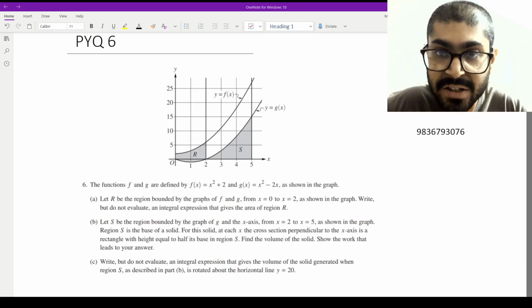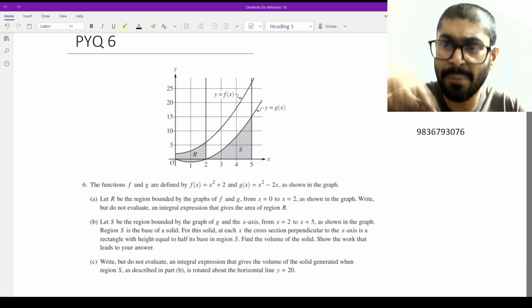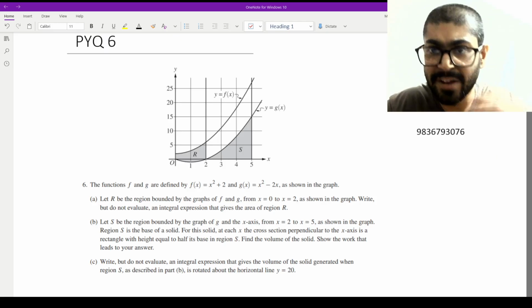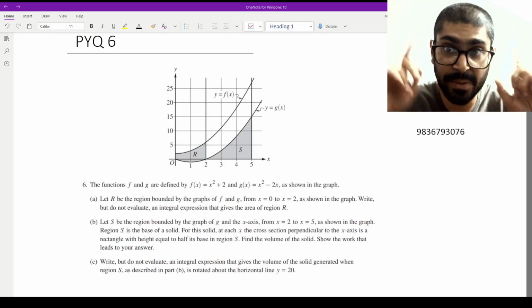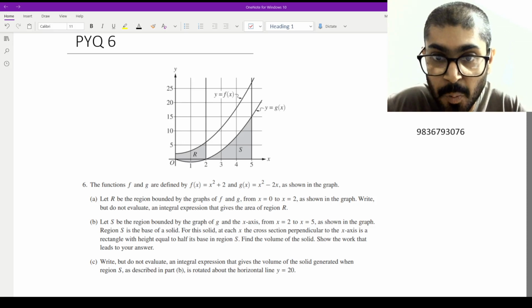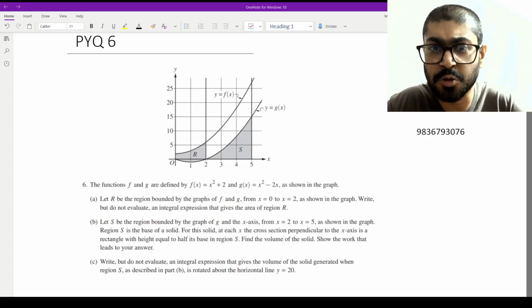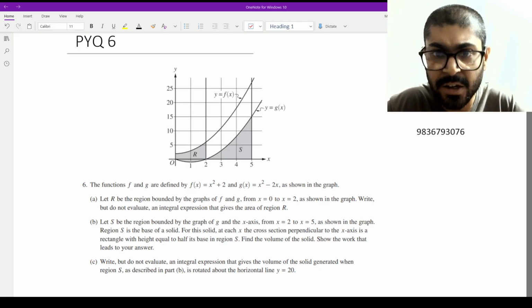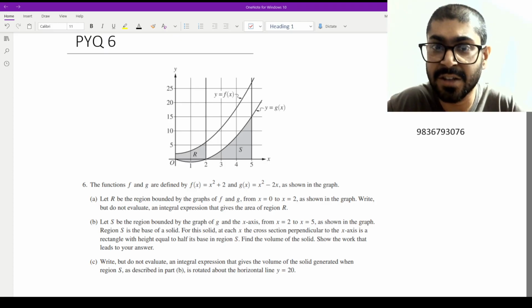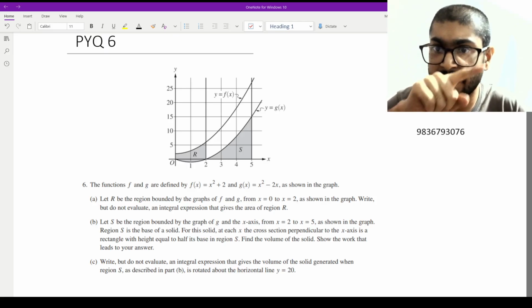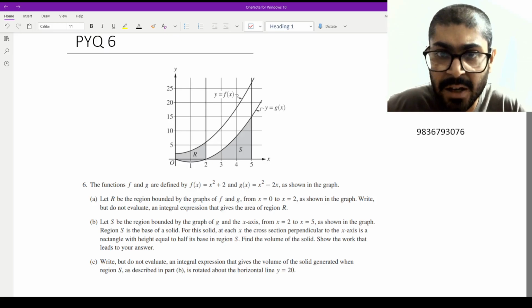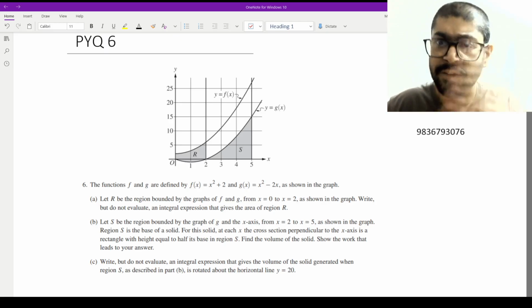The graph has two functions, f(x) and g(x). f(x) is above g(x), so f(x) minus g(x) would be positive. Remember this fact, we will use it later. Now f(x) and g(x) are defined as x squared plus 2 and x squared minus 2x. Well, x squared plus 2 is always positive, and x squared minus 2x can be negative, and it has solutions at the origin as well as (2, 0). So you can see that it intersects the x-axis in two places. Now let us dive into the first part directly.